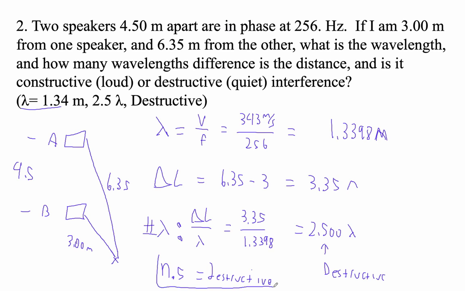It wouldn't, by the way, be totally destructive because this speaker B would be louder. The one we're closer to would be louder, and that one would be softer because it's farther away. But it'd be quieter than otherwise. Okay, so 2.5 wavelengths difference. It's destructive.